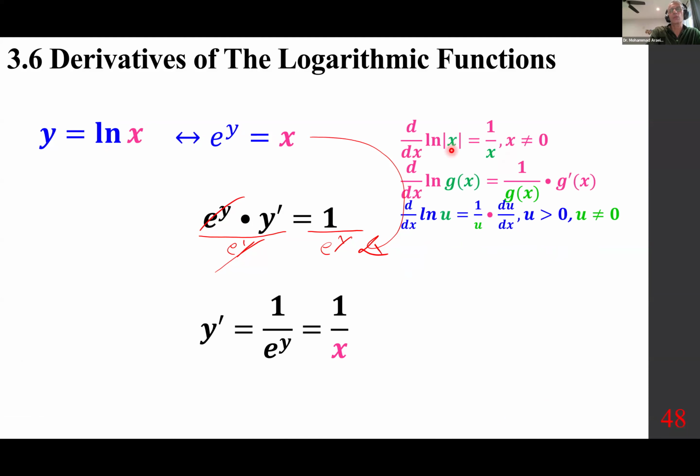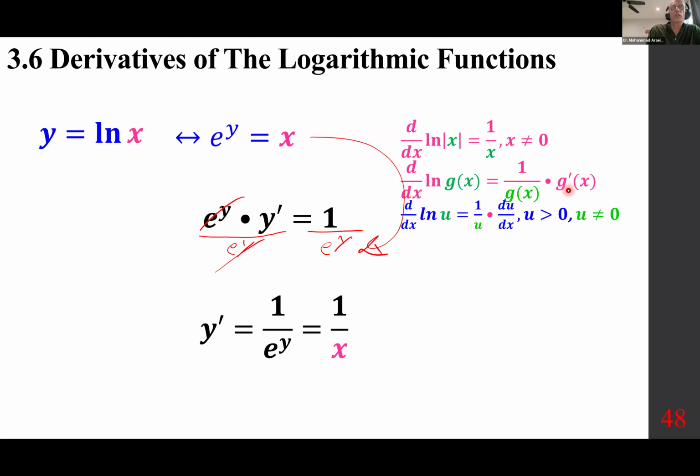Needless to say, the reason we use an absolute value is because of the limitation on the domain of a natural log, which is 0 to infinity. So if you don't want to write that, you have to write x is larger than 0. If it's ln of g of x, in the same token, you flip over g of x. And then the reason you multiply by g prime is the chain rule.